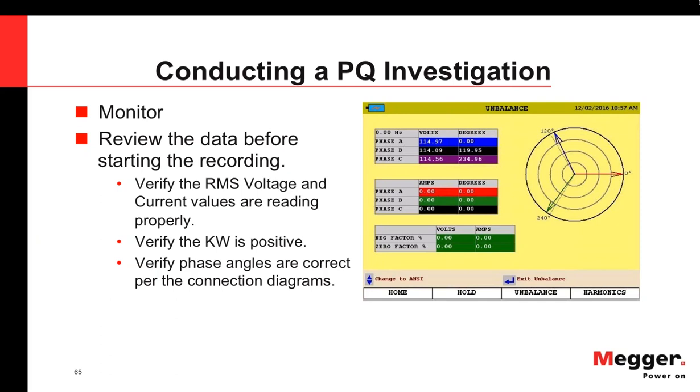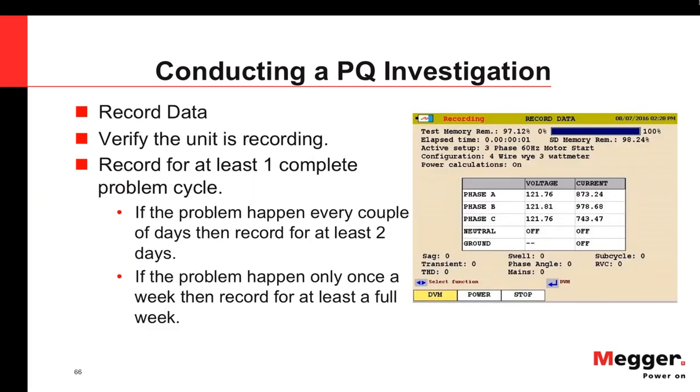So, we have it hooked up. We're getting ready to record. We always want to review that data before starting that recording. Some of the things we want to verify: the RMS voltage and current values are being read properly, and the kW is positive. If the kW is negative, that's an indication that we have a CT that is backwards.